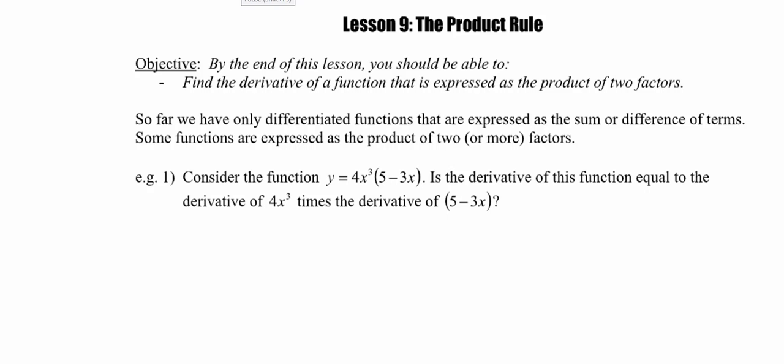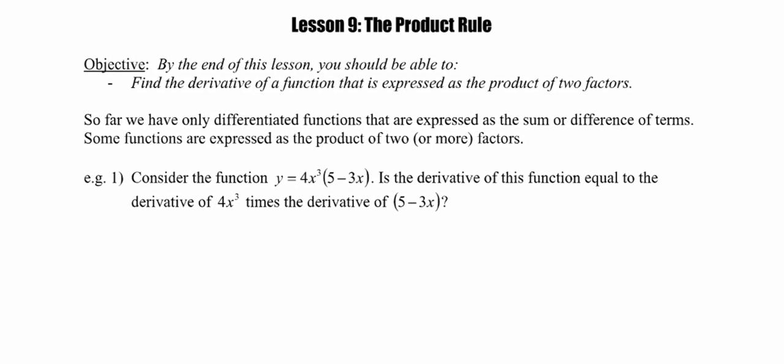All right, lesson 9, the product rule. So in this one, what we're going to be doing is figuring out the derivative of some function times some other function. So maybe something like this, right? 4x to the power of 3 times 5 minus 3x.